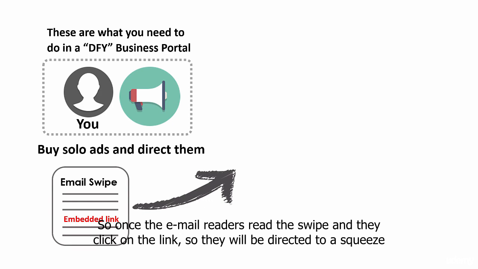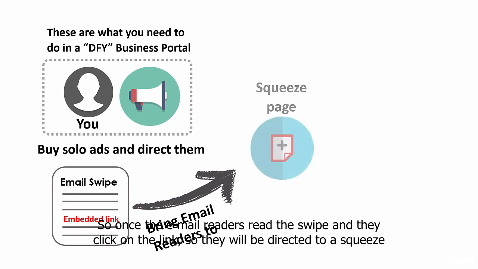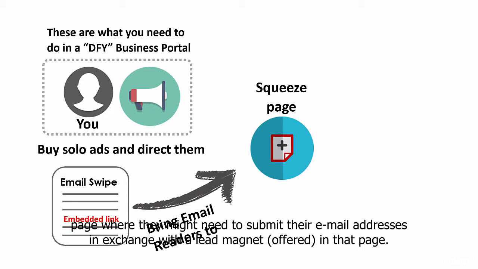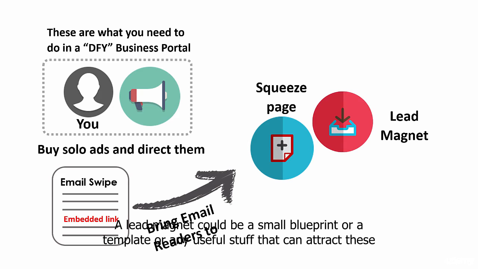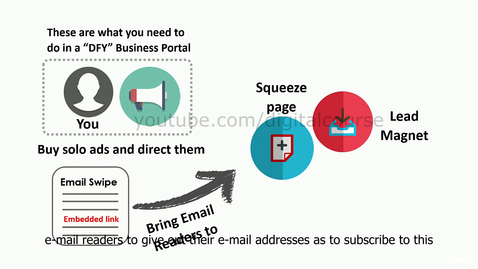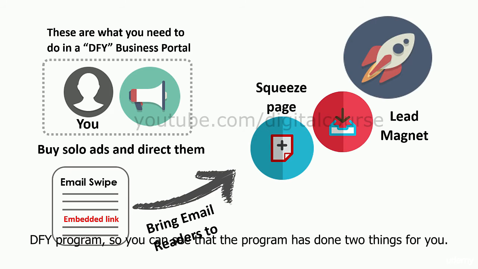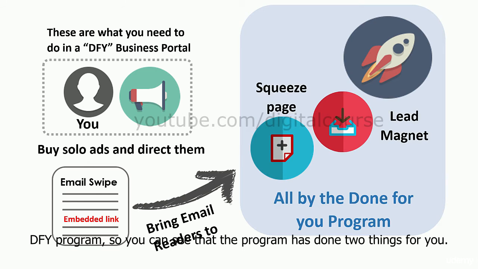Once the email readers read the swipe and click on the link, they will be directed to a squeeze page where they might need to submit their email addresses in exchange for a lead magnet. A lead magnet could be a small blueprint or template or any useful stuff that can attract these email readers to give out their email addresses to subscribe to this DFY program. So you can see that the DFY program has done two things for you.